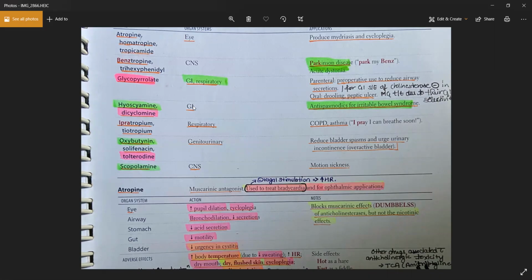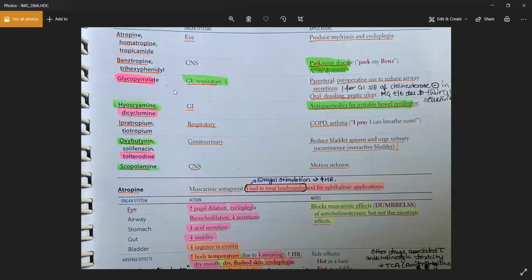Then for the GI tract, you can use hyoscyamine and dicyclomine for the treatment of irritable bowel syndrome, because they work as antispasmodics. They will release the spasms and the spasmodic pain in the patient, right? So they are the antispasmodic agents used for irritable bowel syndrome. Very important, hyoscyamine and dicyclomine.